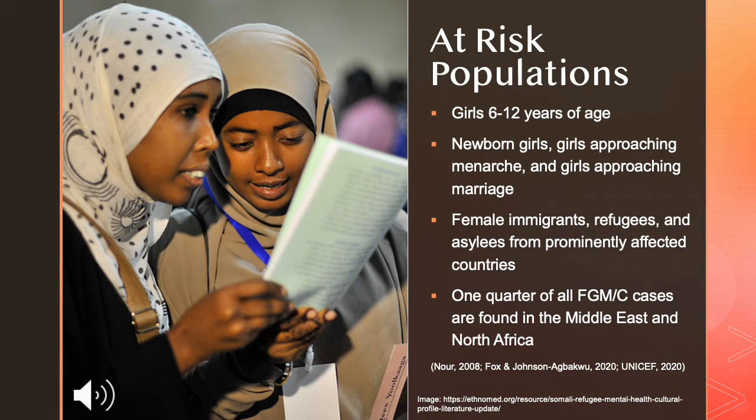So, who does this affect? Who is at the highest risk for undergoing these procedures? The research indicates that girls ages 6 through 12 are at the highest risk, but it's also important for us to consider newborn girls, girls approaching menarche, and girls approaching marriage, as these are all vulnerable times in their lives as well. Then there are female immigrants, refugees, and asylees from prominently affected countries. And while these practices are not exclusive to any one area of the world, it is worth noting that 1/4 of all FGM/C cases are found in the Middle East and North Africa.